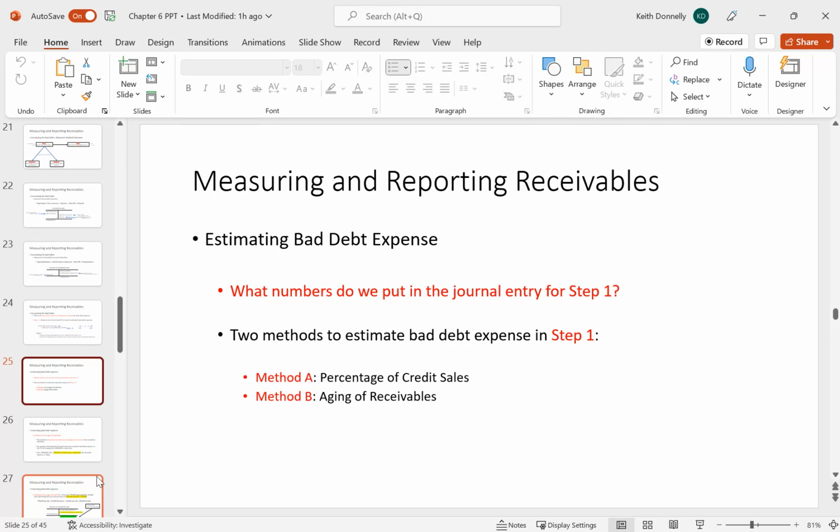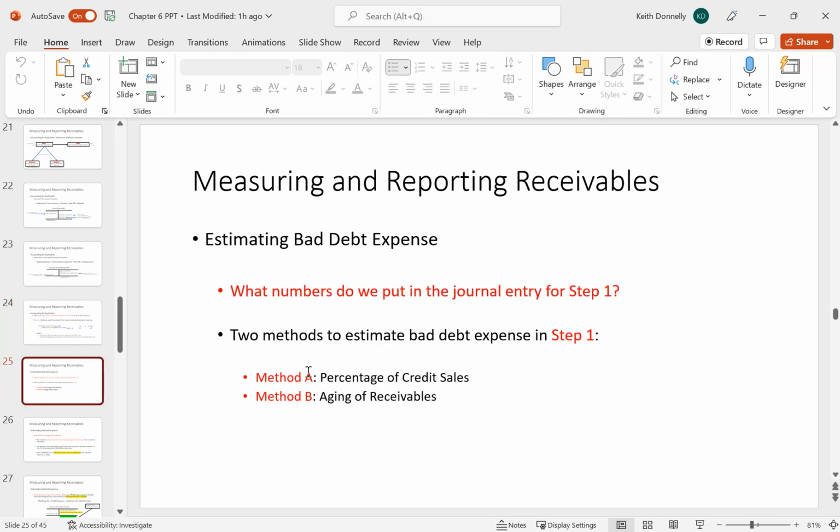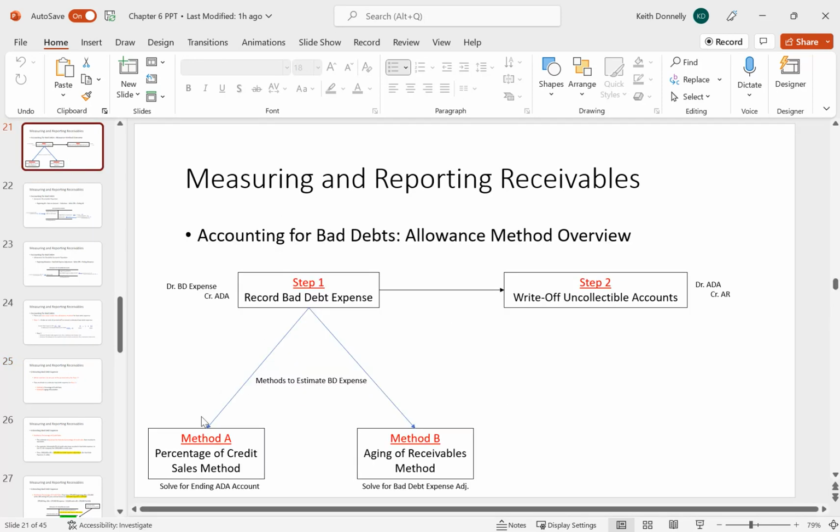But how do we know what numbers to put in step one? We know the journal entry. What numbers go in there? Well, we have two ways we can figure out the numbers that go in there, A and B: the percentage of credit sales or the aging of receivables.